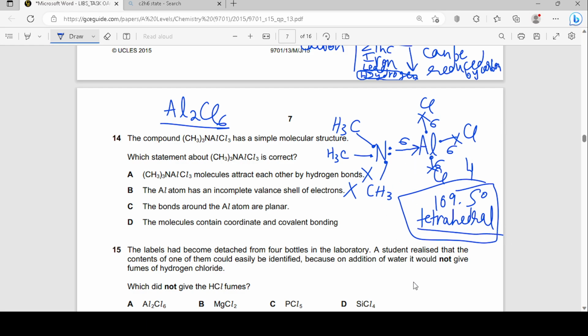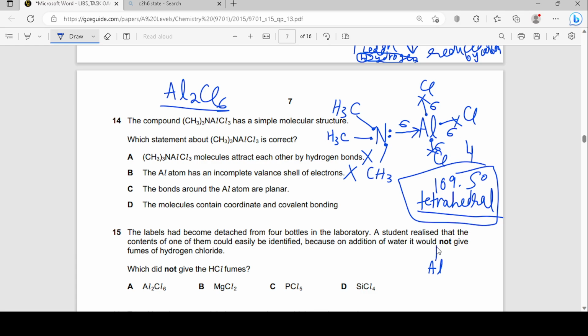Tetrahedral means that it's not in the same plane, right? If I just draw this section of it, then it's Al, and I'm just going to take this as R, okay? So Al, and then R, Cl, Cl, and Cl, right? 109.5 degree bond angle. So not all the bonds are in the same plane. So it's not a planar molecule, basically. Tetrahedral is obviously not planar. So this option is wrong. So probably D is the answer.